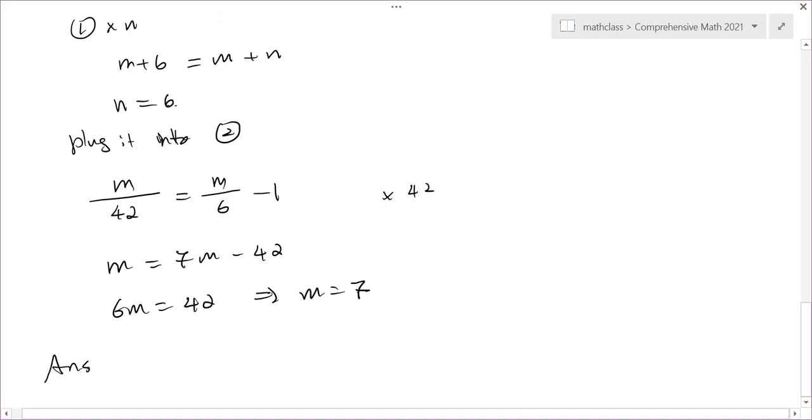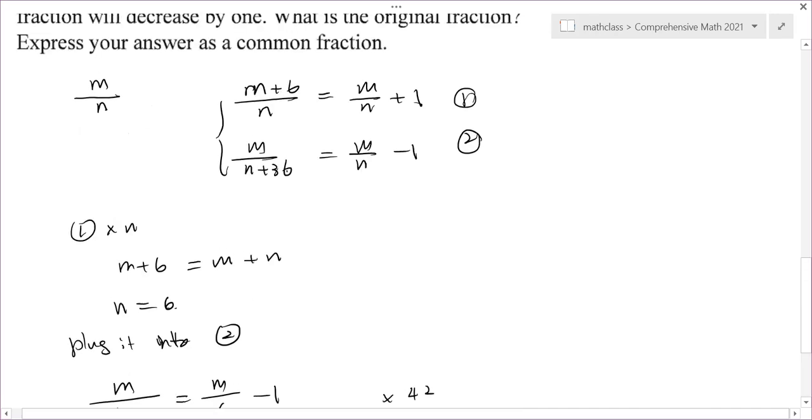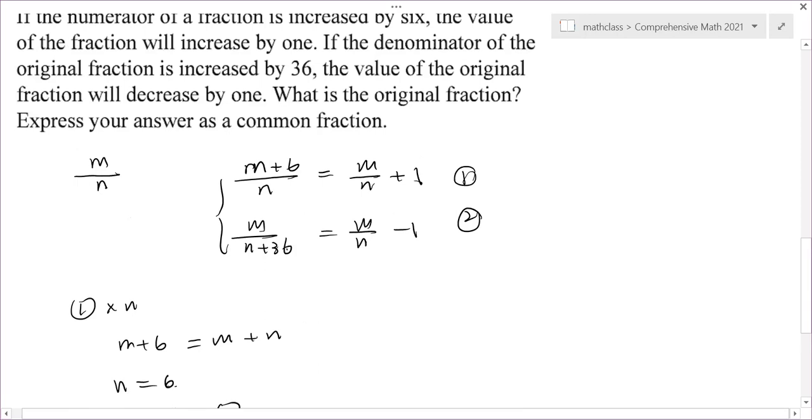The answer is 7 over 6. All I have to do is translate each statement into an equation, and you have two unknowns, m and n. Then you should have two equations in order to determine the values of the numerator and denominator. The next step is what is the best way to solve. I find the second equation is more complicated if you want to get rid of the denominators. The first equation has a common denominator n. That's why I multiply by n. That's it.